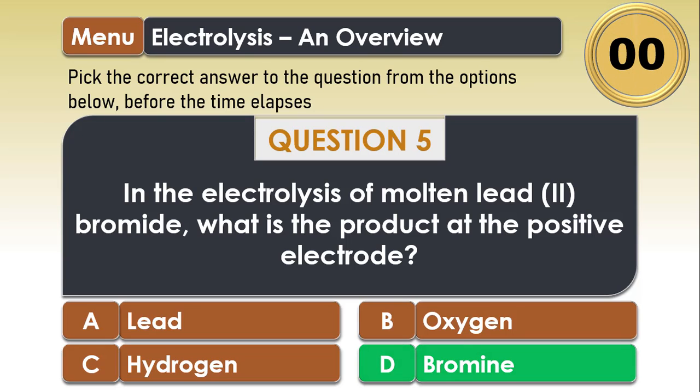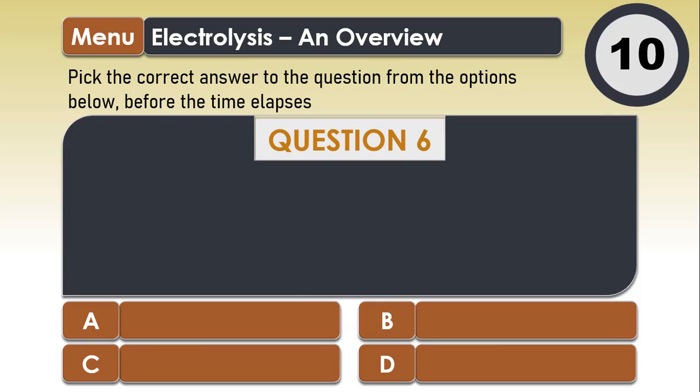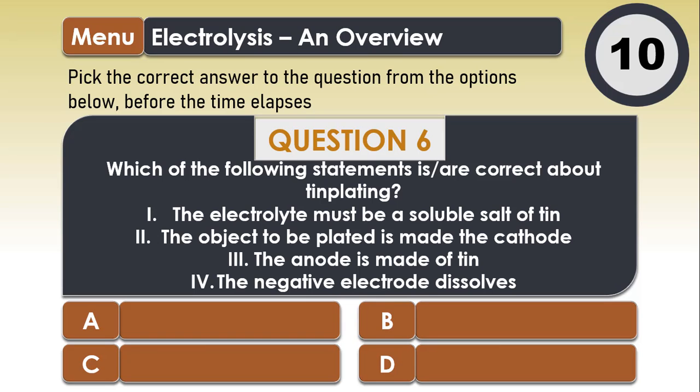And the answer is D. Bromine. Question 6. Which of the following statements is or are correct about tin plating? 1. The electrolyte must be a soluble salt of tin. 2. The object to be plated is made the cathode. 3. The anode is made of tin. 4. The negative electrode dissolves.